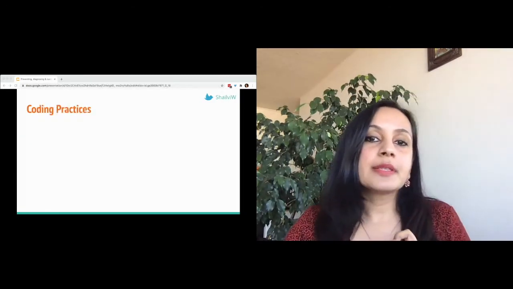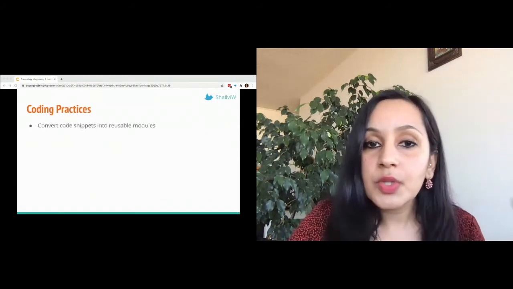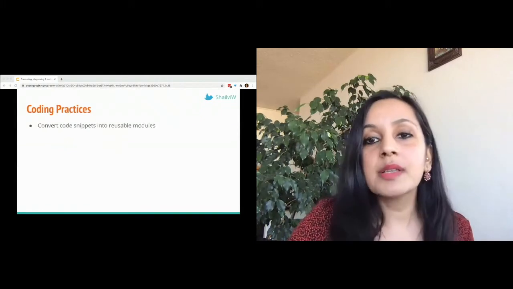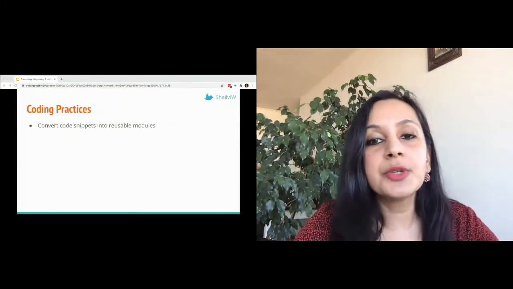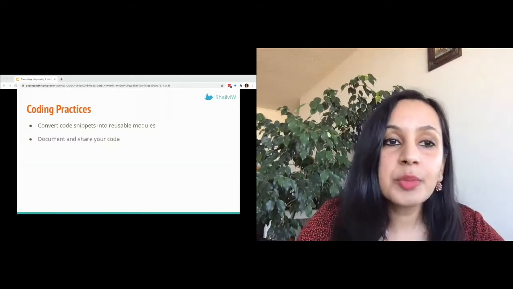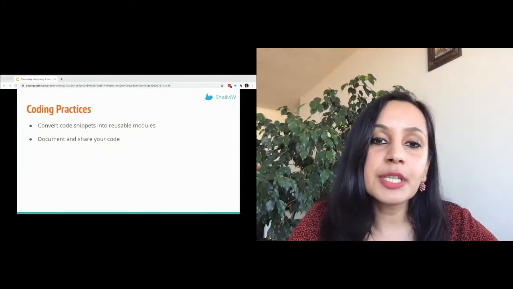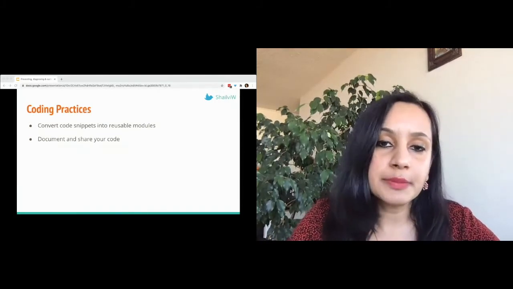Some coding practices as well that can help you stay very consistent. Create reusable modules. You will thank your past self when you're in a time crunch and need to check a bunch of things in a very short amount of time. Document well and centralize your code to make it accessible across your team, which helps build consistency.